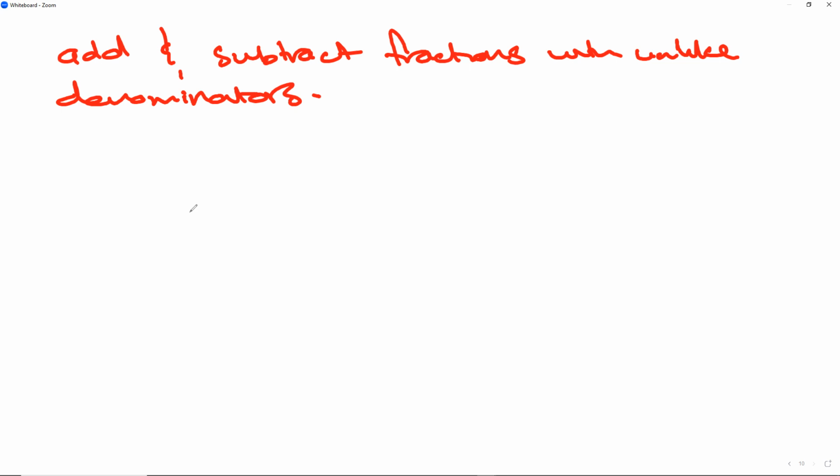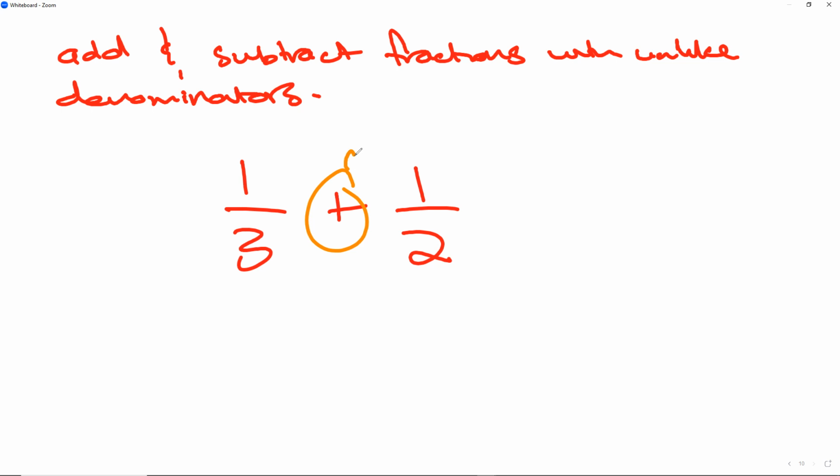So in this case, if I have 1 over 3 plus 1 over 2, the denominators are not the same. So we cannot add it. We can't do that. We can only do that if we can get these two numbers the same. So how do we do that?